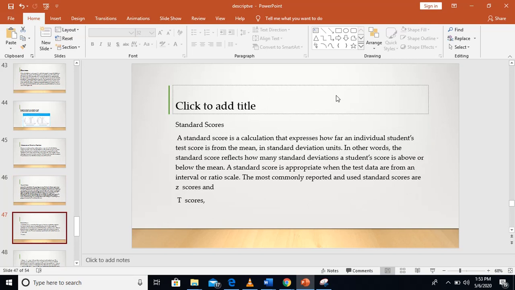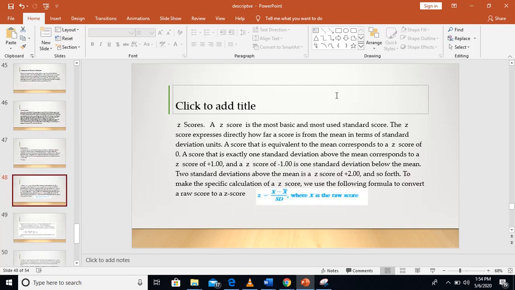Standard scores. A standard score is a calculation that expresses how far an individual student's test score is from the mean in standard deviation units. In other words, standard scores reflect how many standard deviations a student's score is above or below the mean. A standard score is appropriate when the test data are from an interval or ratio scale. The most commonly reported and used standard scores are the z-score and t-score.